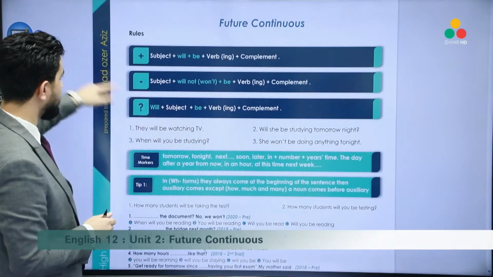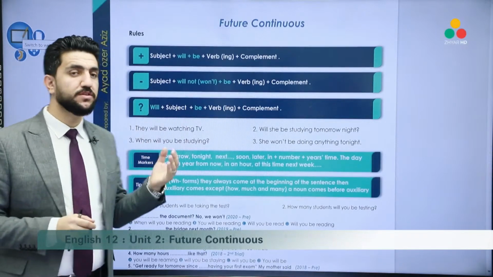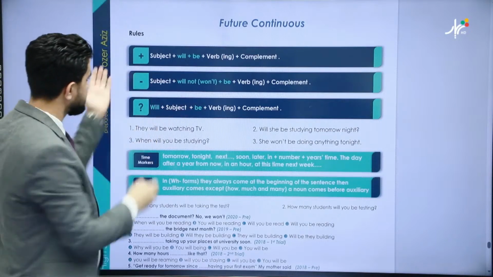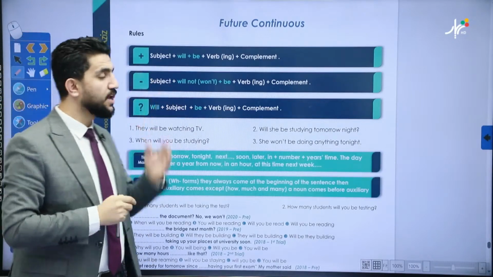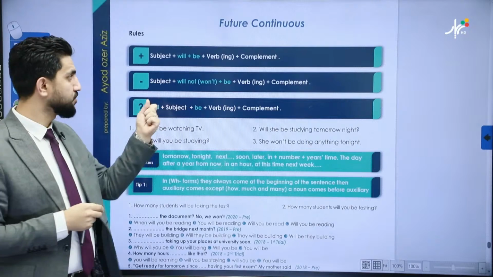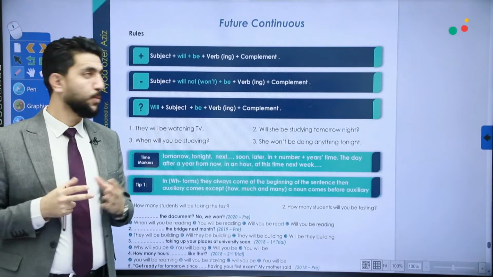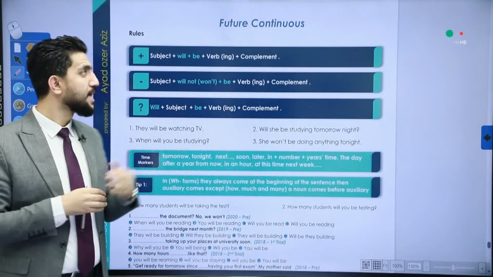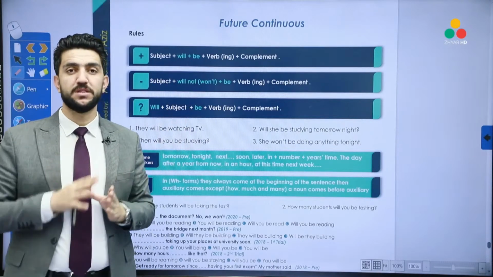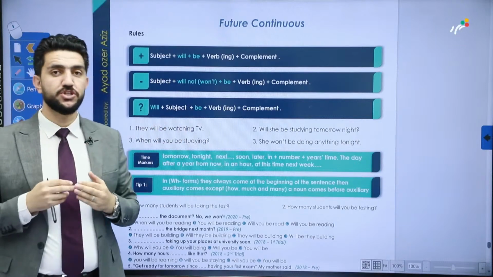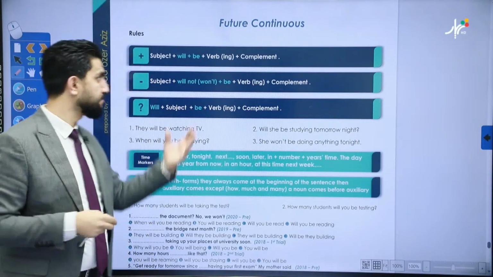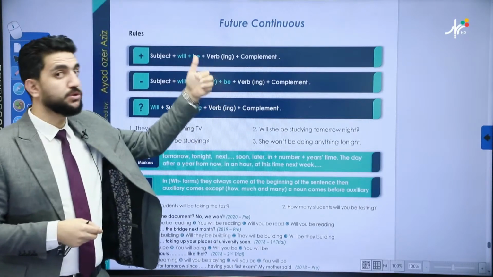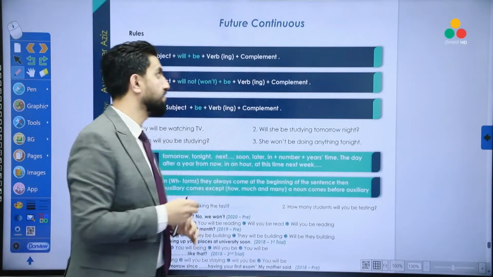Future continuous. Okay. So we have the rules and the formations here. Let's start with the positive: subject, will, verb be, and then complement and ing. This ing is the key here. Why? Because we're talking about continuous. Whenever you're talking about continuous, that means ing must be there. And when we have ing, there's something else you need to have, which is called verb be. It's very, very important. So you need be and also ing when it comes to future continuous.